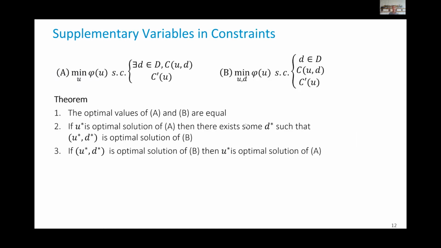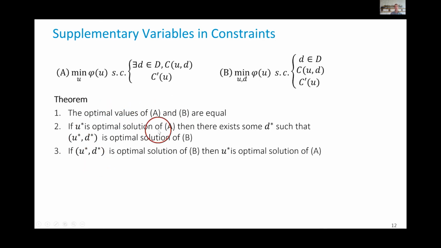In particular, I call these supplementary variables and constraints. Solving a problem that has a quantifier, there exists a D subject to some additional constraints on D, which I formulate by saying D is in the set capital D, also some constraints that may relate U and D, U my optimization variables, other constraints on U. This is the same as adding D as an optimization variable and removing the quantifier. What exactly it means is given here, which is what we saw before. The optimal values of both are equal.